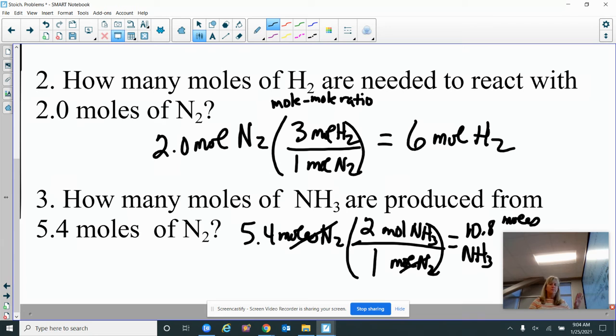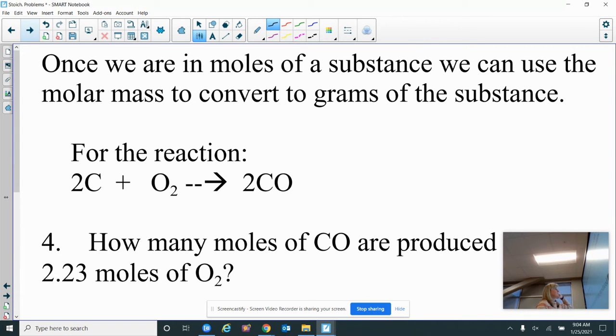Okay, so for this balanced equation, these mole ratios are conversion factors, just like we had all the other conversion factors, inches to centimeters and kilometers versus miles and all that. These conversion factors for this particular equation are those mole ratios that we get from the balanced equation. All right, let's look at another one.